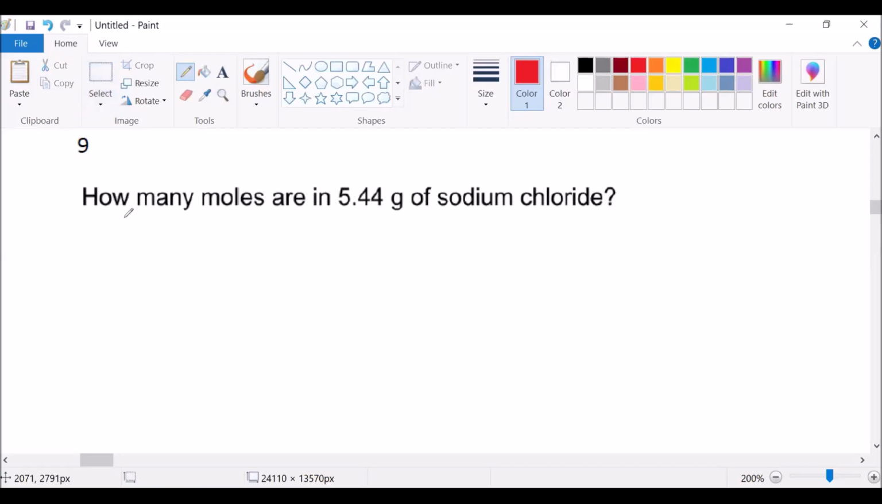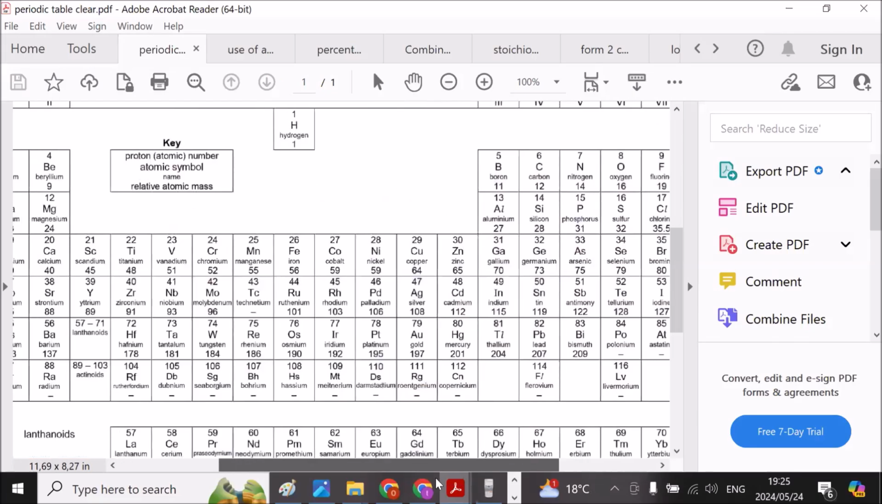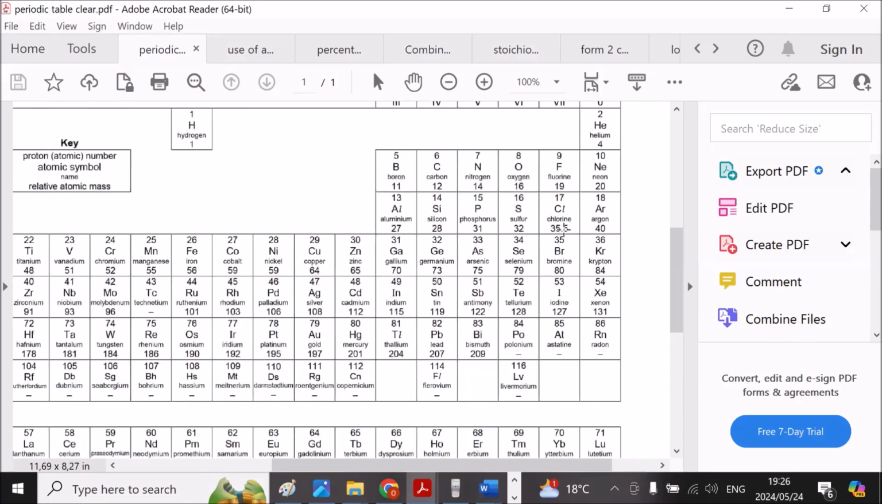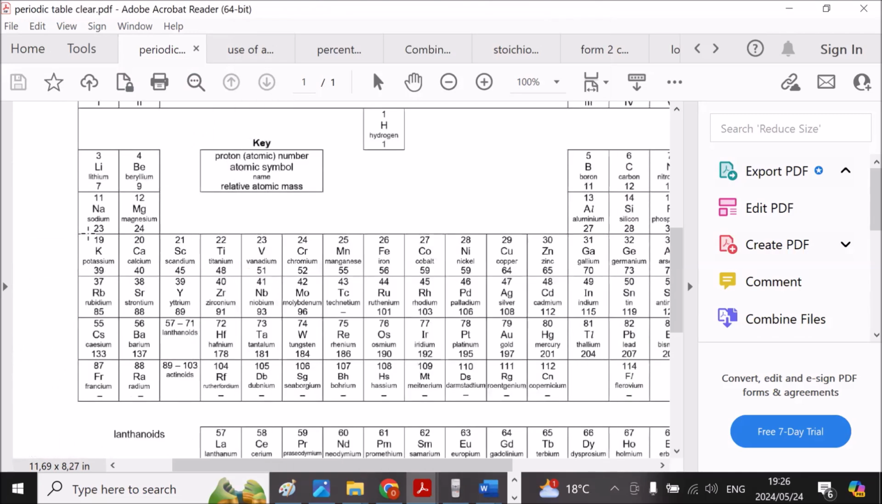Let's look at this question. How many moles are in 5.44 grams of sodium chloride? So we want the formula of sodium chloride, which is NaCl. Now we want the formula mass of sodium chloride, which we get from the periodic table. So we go to the periodic table, look for the relative atomic mass of sodium and chlorine. For chlorine it is 35.5, for sodium it is 23.